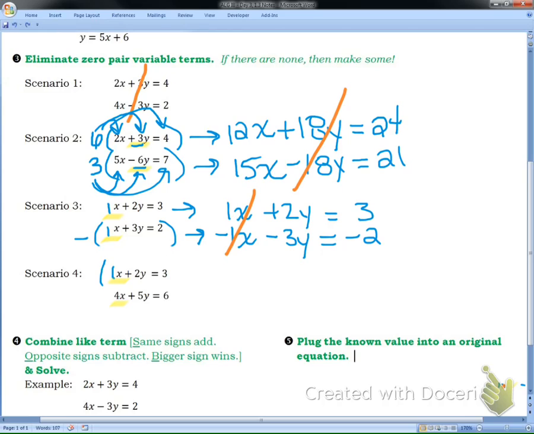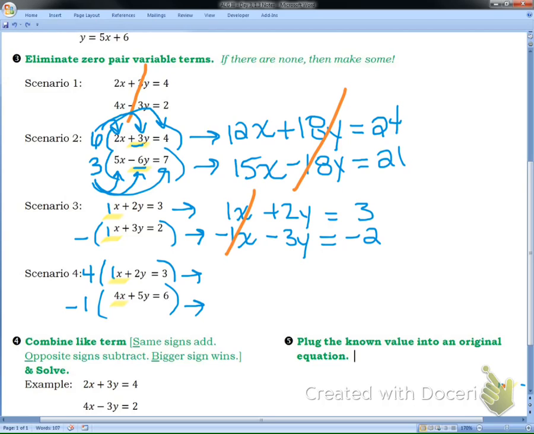So just like in scenario 2, I multiply by the opposite coefficient. So I'm going to multiply the top equation by 4 and the bottom equation by 1. But I also want to create opposite signs, so I need to make one of them a negative. You'll notice when I do this, I generally will always choose the bottom equation to make negative because, I don't know, they kind of look like subtraction problems then later on. It makes it a little easier.